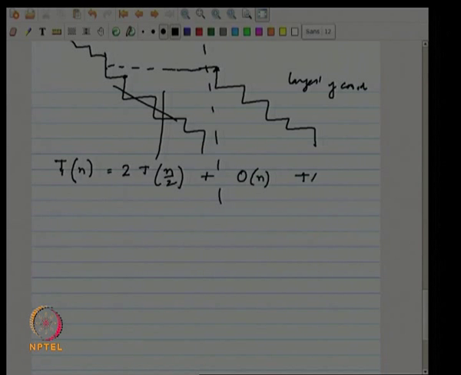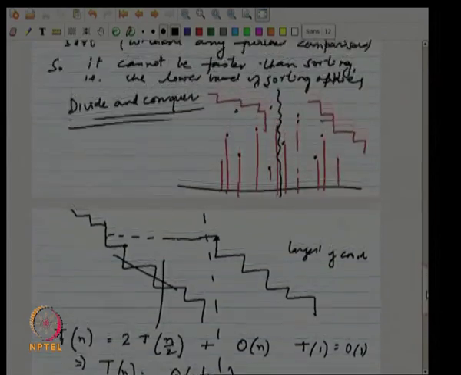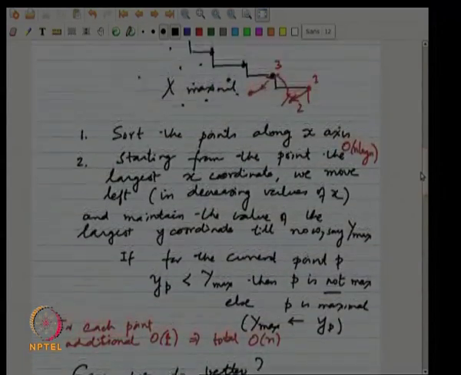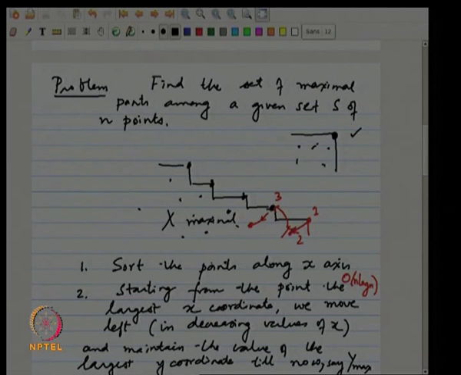I am not writing the terminating condition, and that implies T of n equals O of n log n, so that is another n log n algorithm. Okay, good. So, n log n is a lower bound and we cannot do better. Fine. But let me scroll back to this situation.